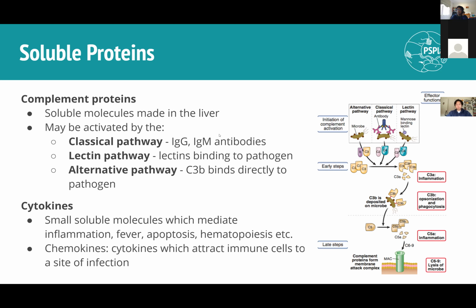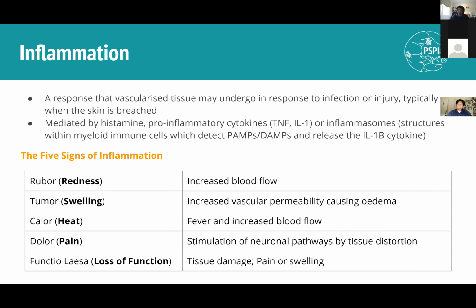So these guys, again, these are little signaling molecules, and they can help mediate all of these different immune responses to actually fight against the pathogen. Chemokines are a specific type of these cytokines, which help attract immune cells to a particular location.